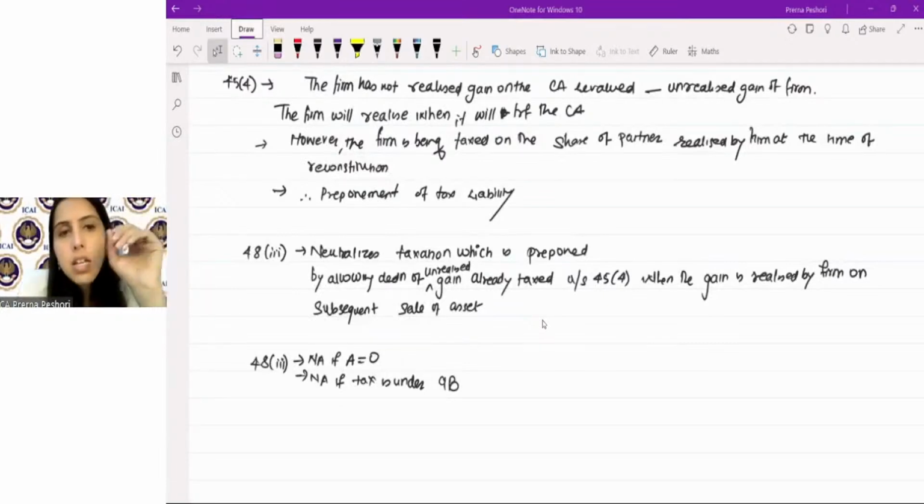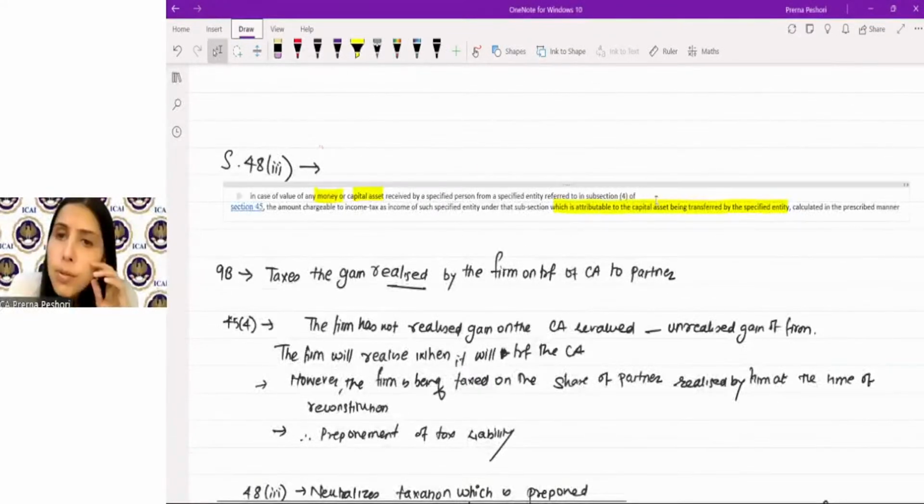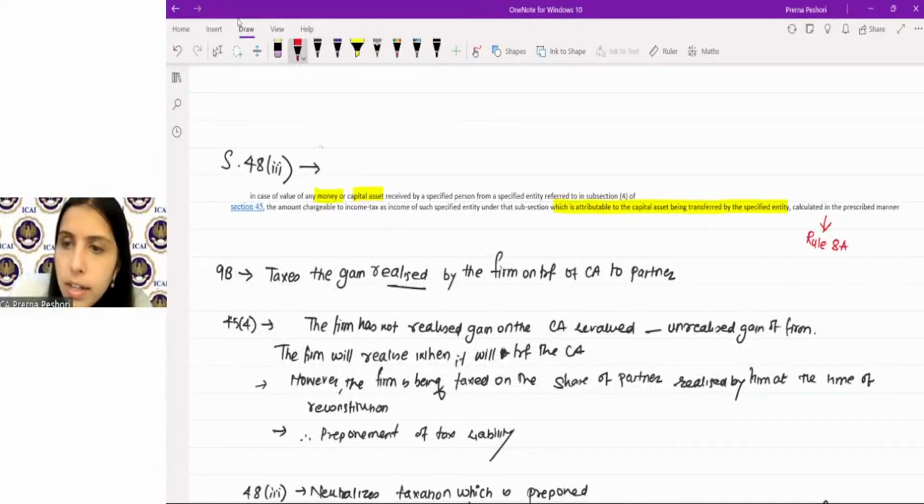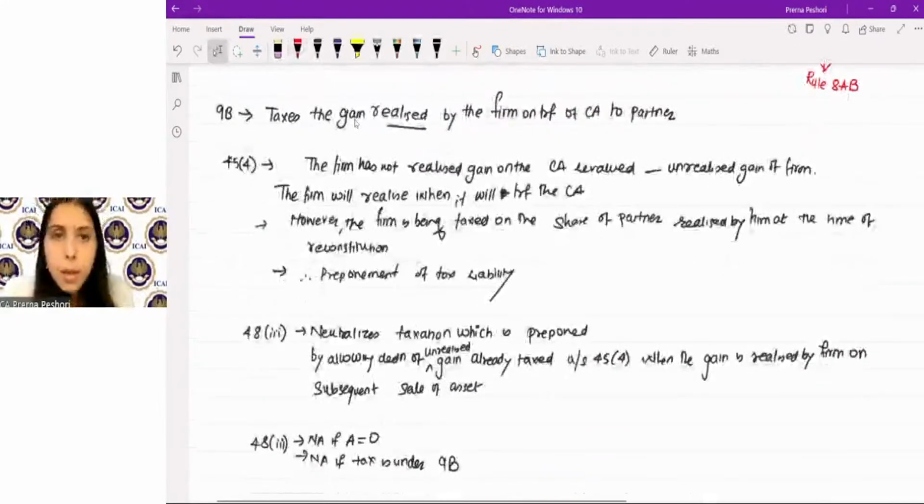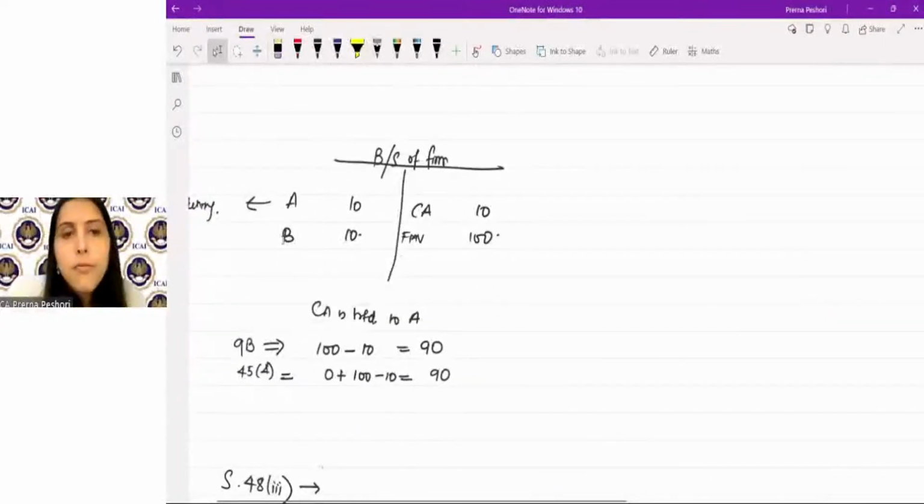Now what does it say? It says, which is attributable to the capital asset being transferred by the specified entity, calculated in the manner prescribed. So the prescribed manner is under Rule 8AB. Under Rule 8AB, the manner is prescribed as to how to compute the 48(3) deduction. But before that, if you see this illustration, where 45.9 rupees is taxed. This, not this illustration, sorry.